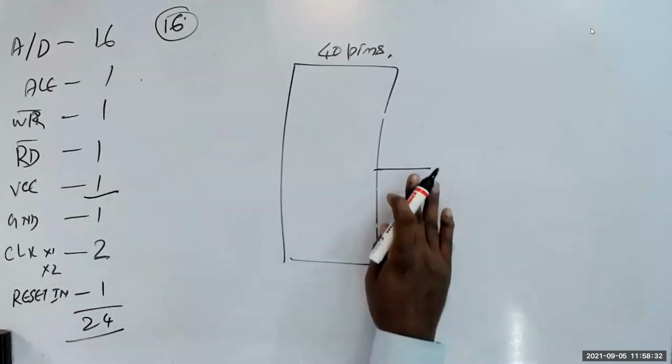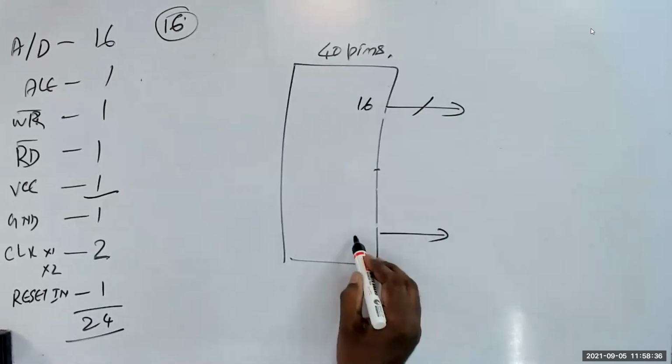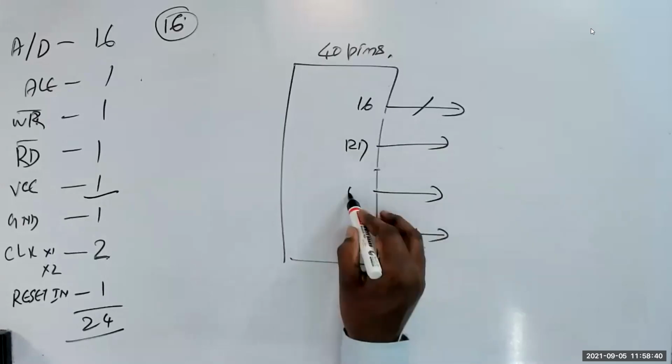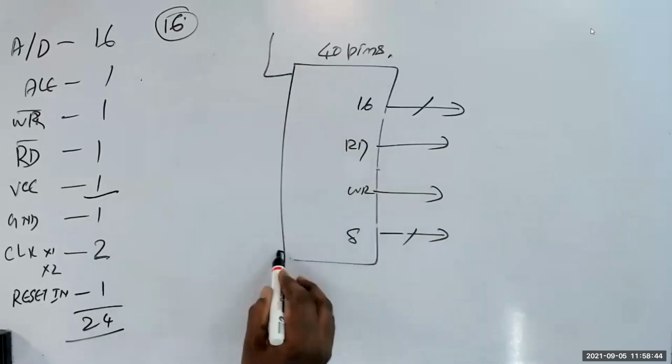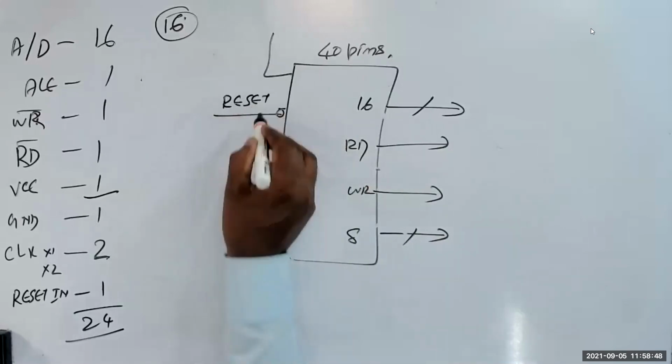So this is what we discussed. All the microprocessors have 16 address lines, 8 data lines. We have read and write, and we have a power supply, and we have a reset and clock.